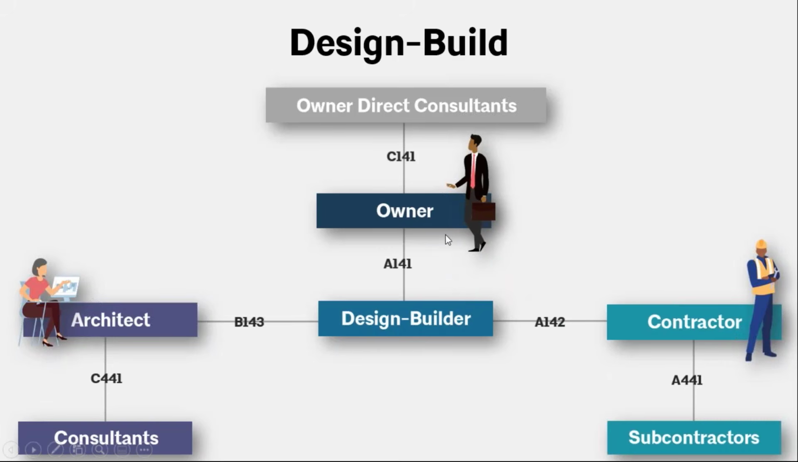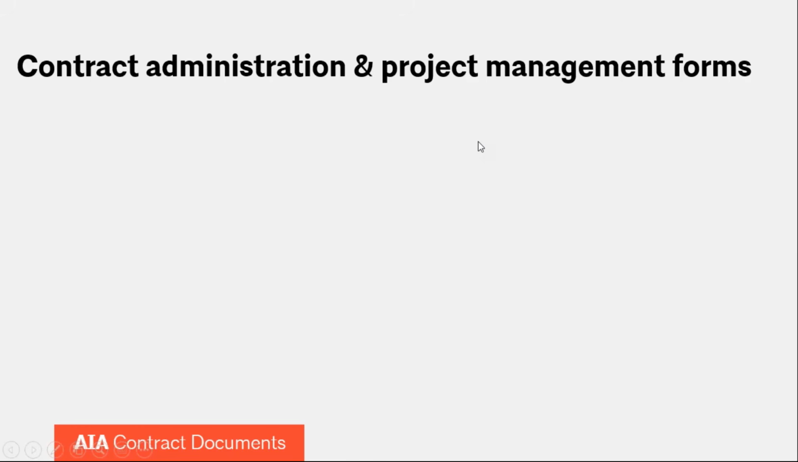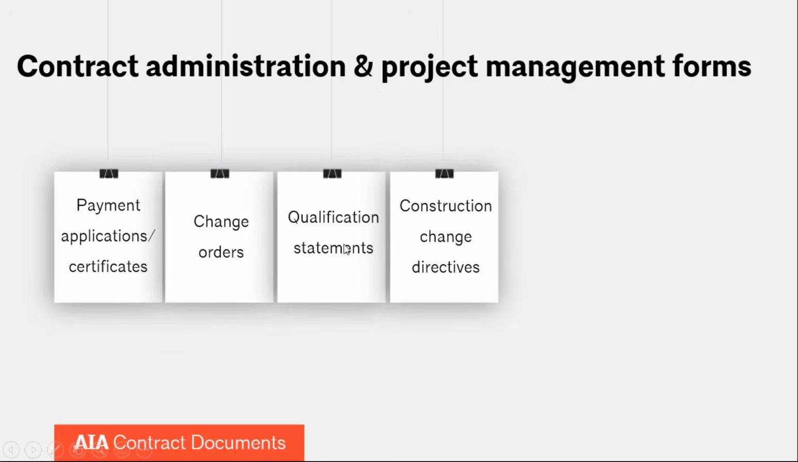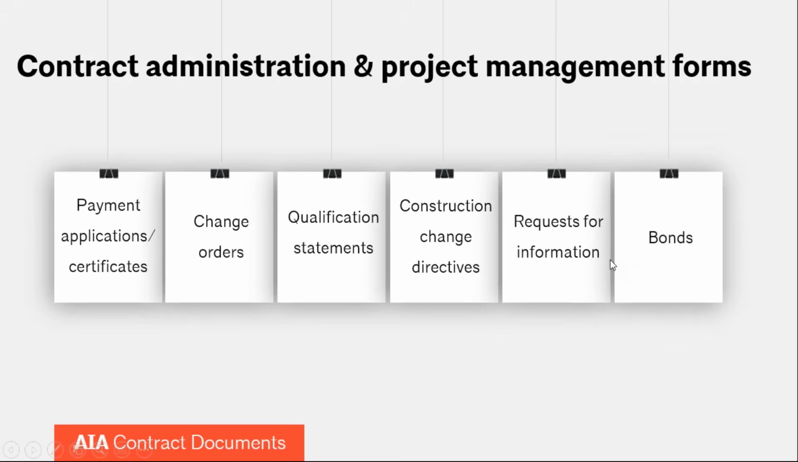So again, that kind of wraps up the families that we'll be going over the relationship diagrams of. We just want to spend some time going over the different contract administration and project management forms. Again, those are your G-Series documents, and they're also their own separate family. So these are going to include your payment applications and certificates, your change orders, your qualification statements, your construction change directives or CCDs, your requests for information or RFIs, and your bonds. Now, Ben's going to take it away here and go over some of the common forms and examples of each of these categories.